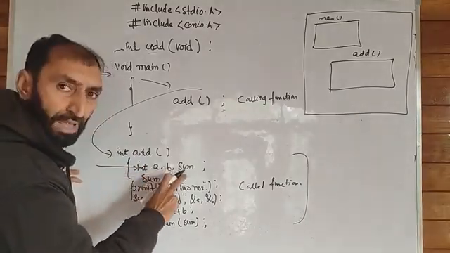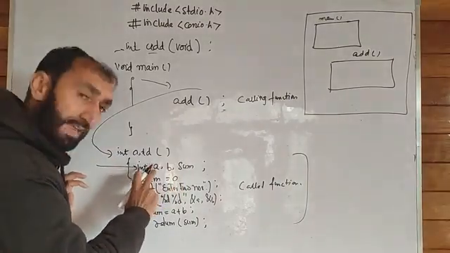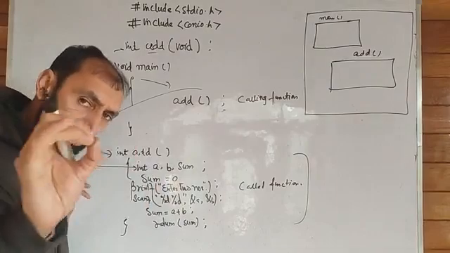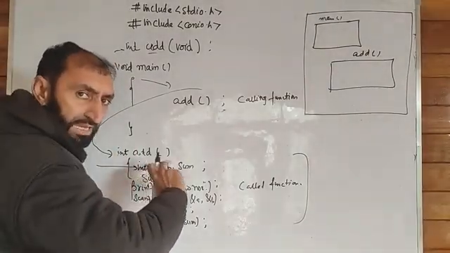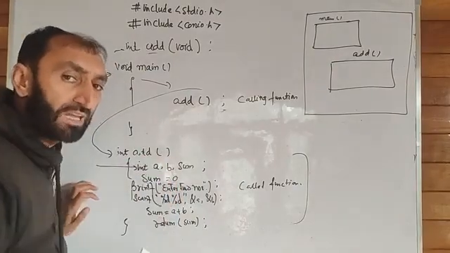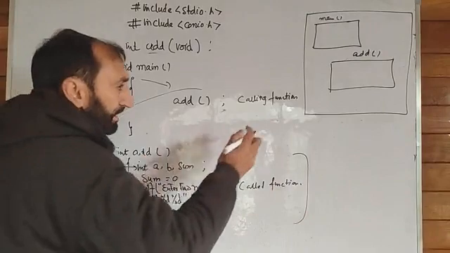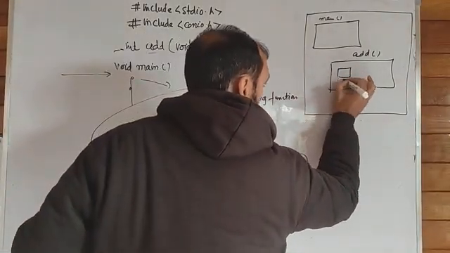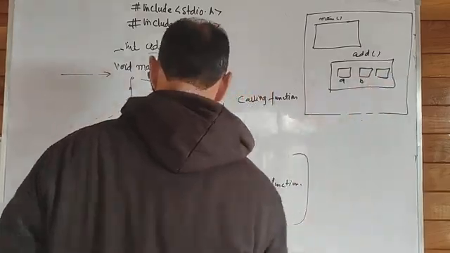Here I am going to declare three variables, a, b and sum, and all three variables are of type integer. That means in all these three variables, I am going to store integer data. So here I am going to declare three variables. For example, this is A, this is B, and the third one is sum.